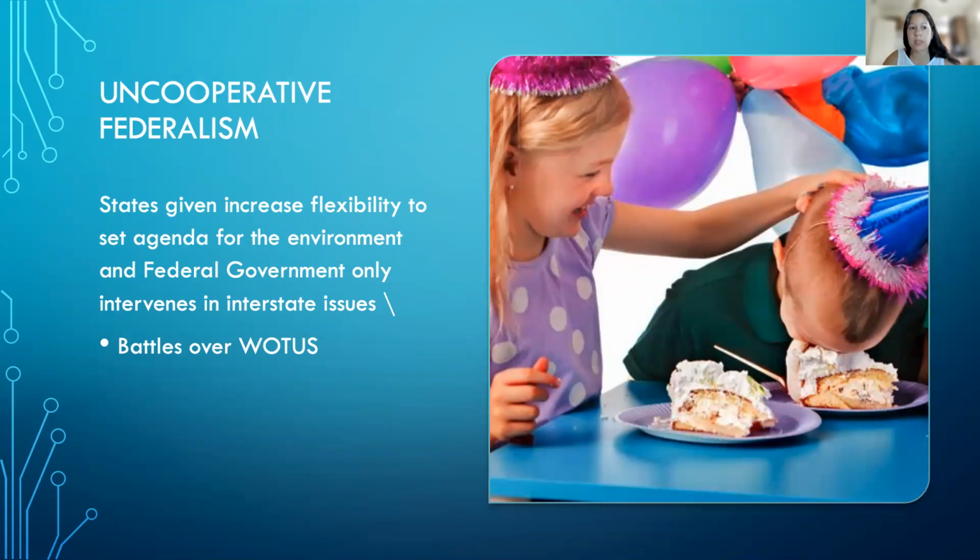States are given increased flexibility to set an agenda for the environment, and the federal government only intervenes in interstate issues. So I have little kids up here. One little kid is pushing her face into the cake. If you want to think about uncooperative federalism this way, the kid in the polka dot shirt is the states, and they're saying they've got the better system and that they're going to make the federal government do their will. That's what uncooperative federalism is: the states just have increased flexibility, but it's characterized by what was happening during the Trump administration. So I want to talk a little bit about that.